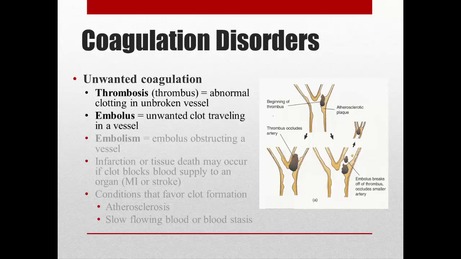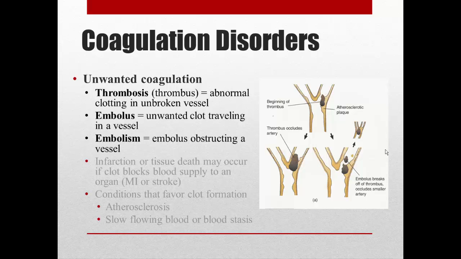What can happen with an embolism, let's say we've got a thrombosis here, and part of that blood clot breaks off and travels. It's going to continue to travel until it reaches a blood vessel so small that it blocks it, so that anything downstream, or the organ that blood vessel takes blood to, is going to end up having a problem. An embolism then is an embolus, an unwanted clot that obstructed a vessel.